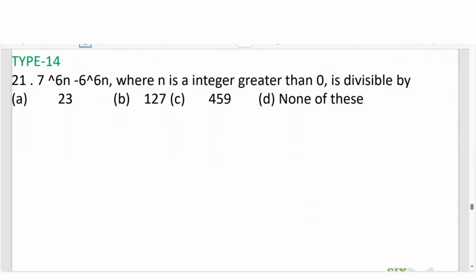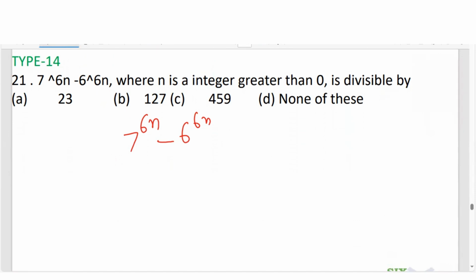Here the next question is very different. What is the question? 7 to the power 6n minus 6 to the power 6n, where n is an integer greater than 0. It is divisible by which number? The options are 23, 127, 459, and none of these.